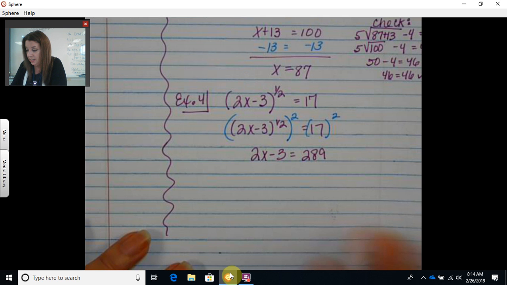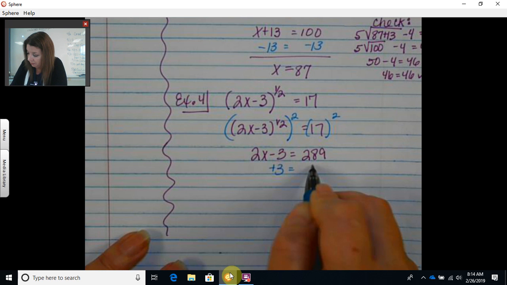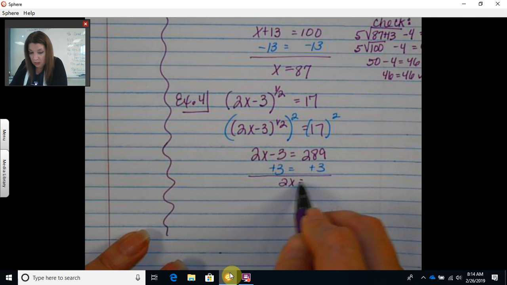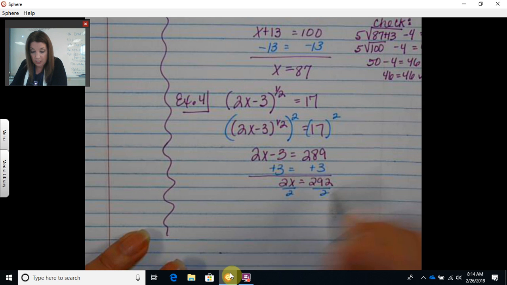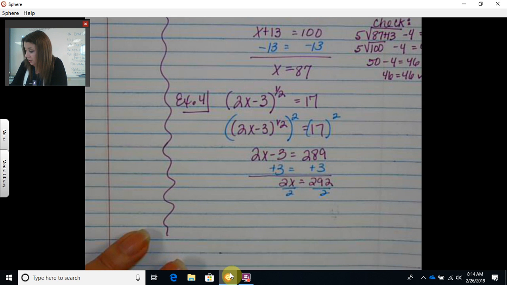Easy. What do we do? Add 3. So 2x equals 292. Divide by 2. And x equals 146.